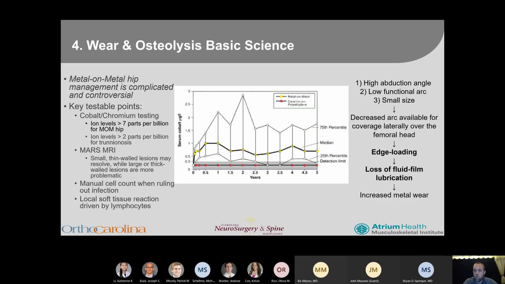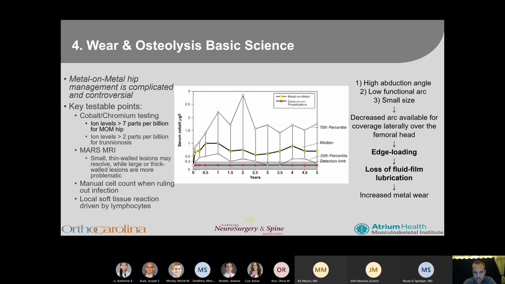And then if you're working somebody up for this, a really common question will be somebody with a metal on metal hip and you're doing an infection workup, and the answer will be that you need to do a manual cell count because the metal debris can actually screw up an automated cell count if you're doing a joint aspirate and trying to get a white blood cell count. So somebody has to actually look under the microscope at it.